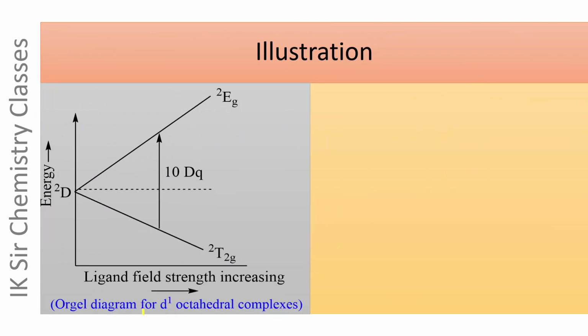This is the Orgel diagram for D1 octahedral complexes in which doublet D state splits up into doublet T2G ground state and doublet EG excited state. This is excited state and this is ground state. This is Orgel diagram for D1 octahedral complexes having one electron in the D subcell.